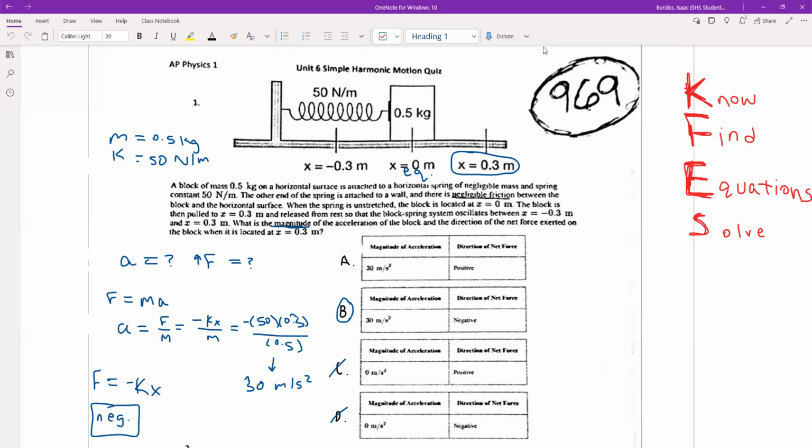And another way to know is that the restoring force, which is what this is, always tries to make the object go back to equilibrium, which we said was right here. So when it's right here, the force is going to act in the negative direction, which is left. So that was question number 1. So now that's how we followed those steps and we got that right.